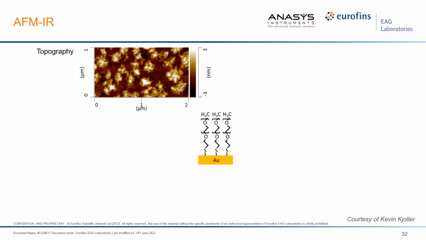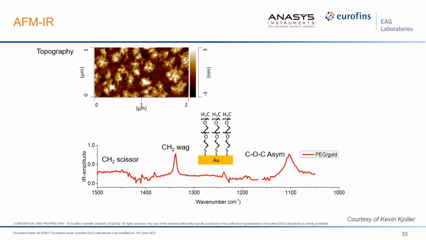In this example, PEG methyl ether thiol attached to a flat gold substrate through a thiol link is characterized. A topographical image of the selected area is shown in this image, which indicates a non-uniform coating on the surface. Here is the IR spectra averaged over the entire area.